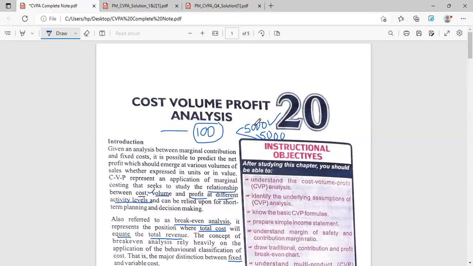Why did they say they are making loss? Because the revenue that they got was less than the cost of the product. Do you understand? Yes, sir.